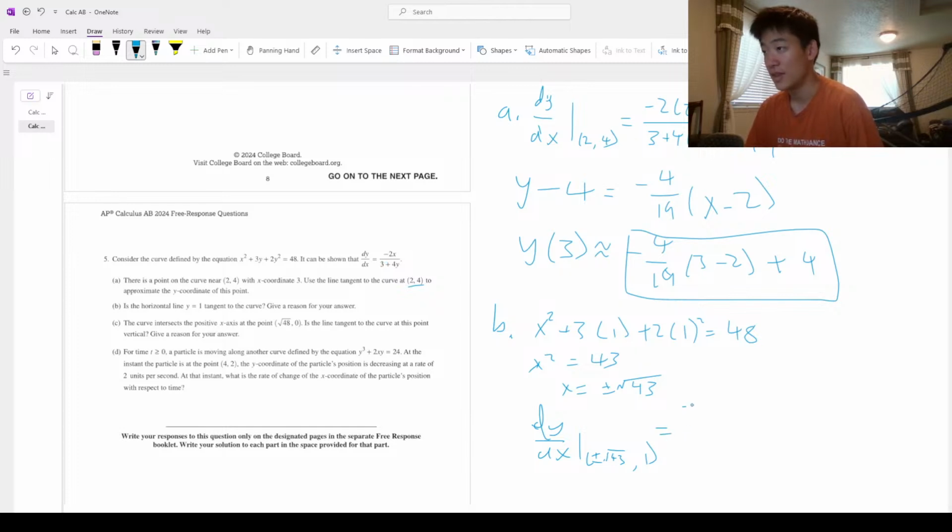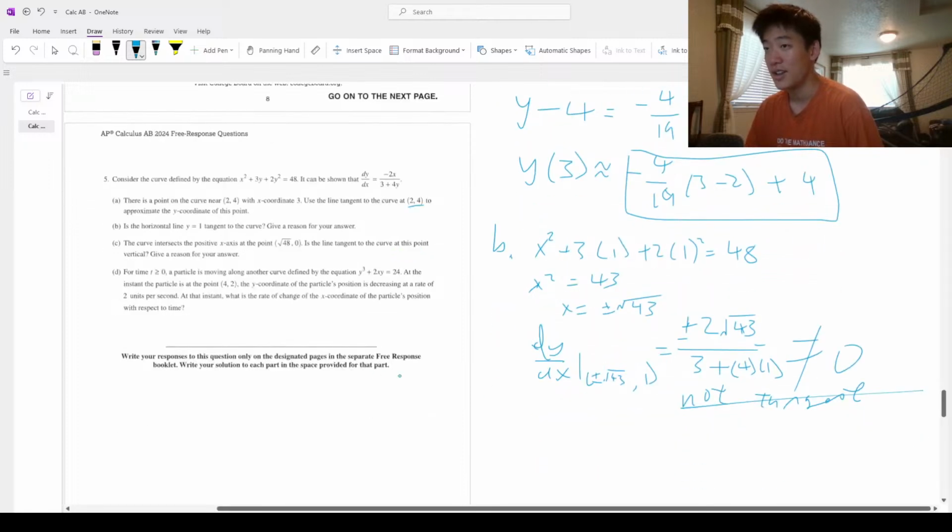This equals, okay, this is gonna be plus or minus 2 root 43 over 3 plus 4 times 1. This is not equal to 0. Okay, not equal to 0, not tangent. Derivative doesn't equal 0, not tangent. Okay, let's keep on going.